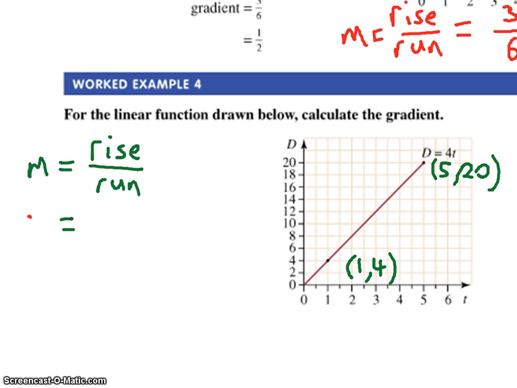Okay, easiest way to work out your rise is it was at 4, it's now at 20. How much has it gone up? 16. Come on guys, subtraction. 16.